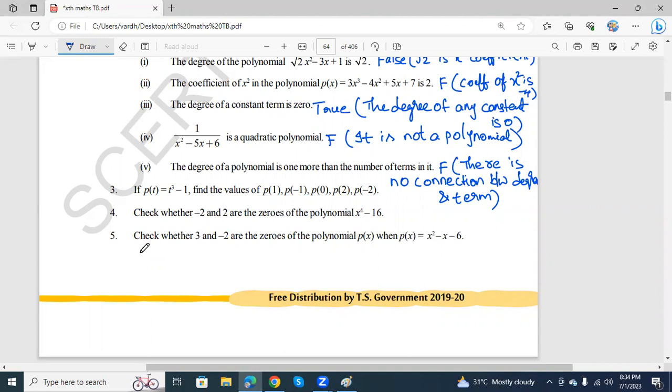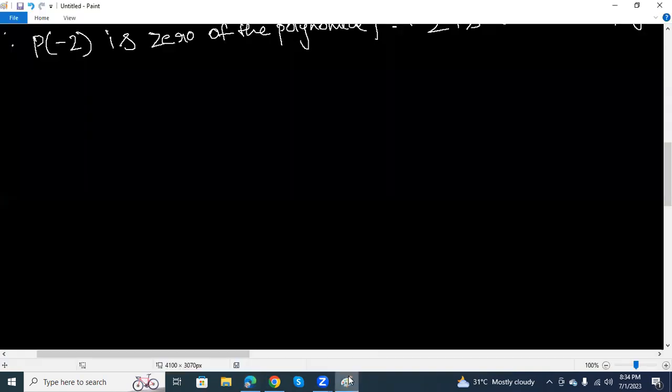Okay. P of x is equal to x square minus x minus 6. So we need to substitute these two values and check. If we are getting 0, we can conclude that they are the zeros of the polynomial, or if we are getting some other value after substitution, then they are not the zeros of the polynomial. Same like the above fourth sum. Let's take it on the board. Question number 5.